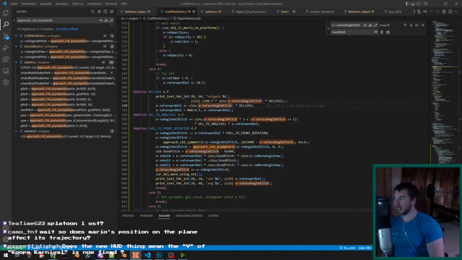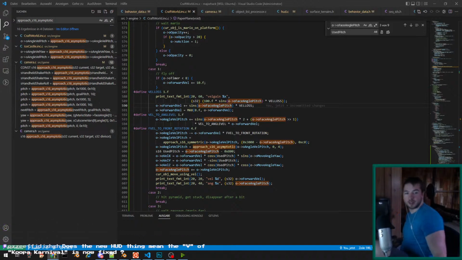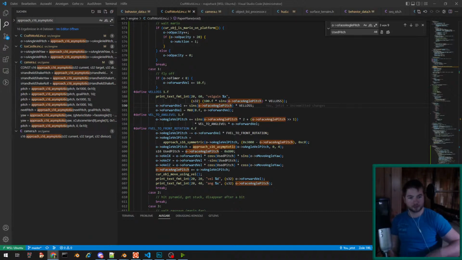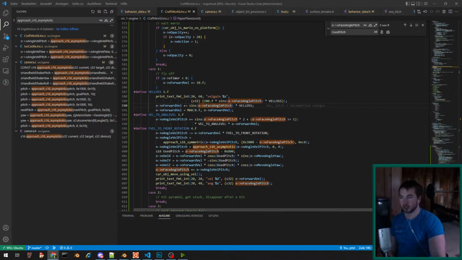Alright, so we got a good base here. We just need to tweak the numbers a little bit. Does the new hype thing mean the V of Cooper Carnival is now fixed? I have never looked at that. I don't know if it's fixed or not. Mars' position on the plane does not affect its trajectory.